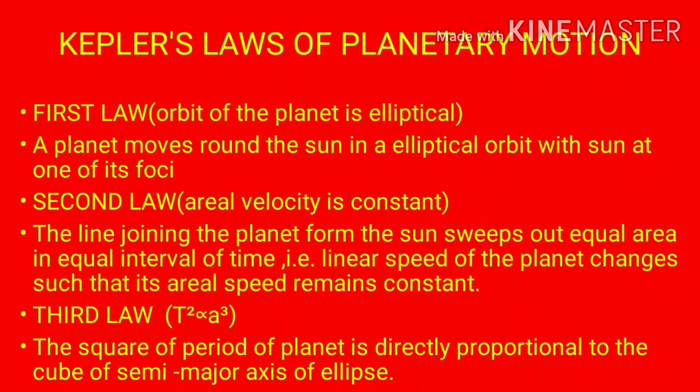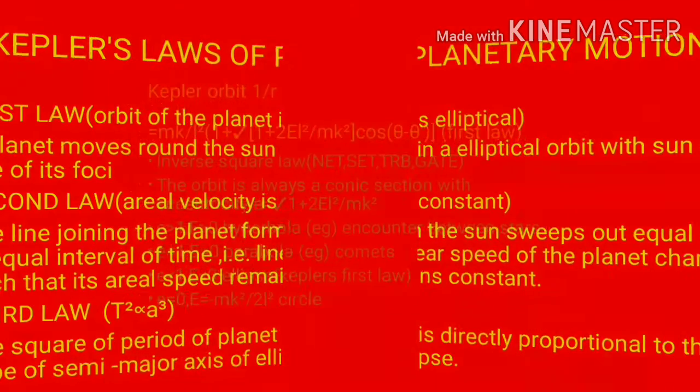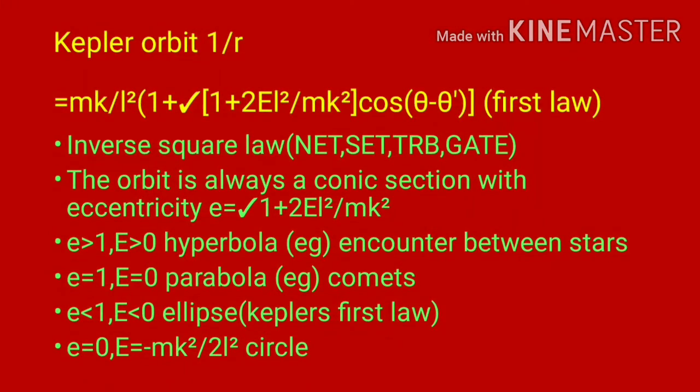Kepler's laws of planetary motion. The first law states that the orbit of the planet is elliptical. The second law states that areal velocity is constant. The third law shows that the square of the time period of the planet is directly proportional to the cube of the semi-major axis of the ellipse. Inverse square law is asked in all types of competitive examinations.